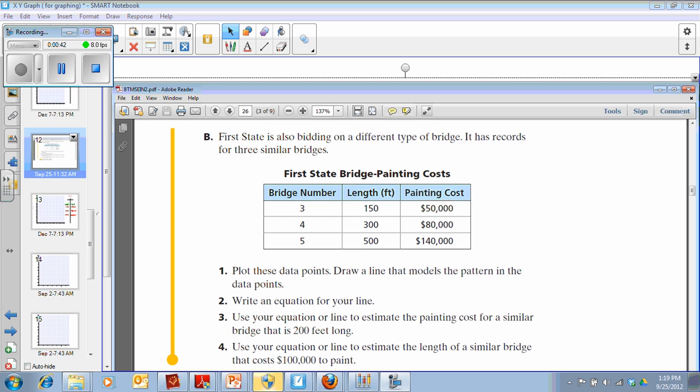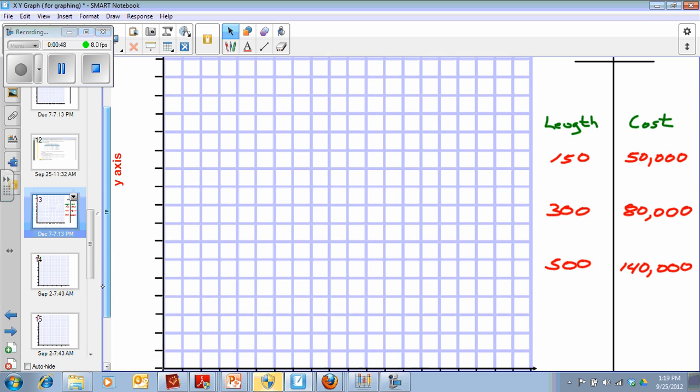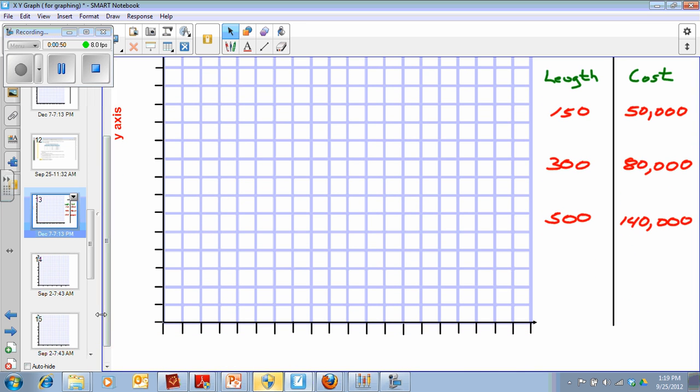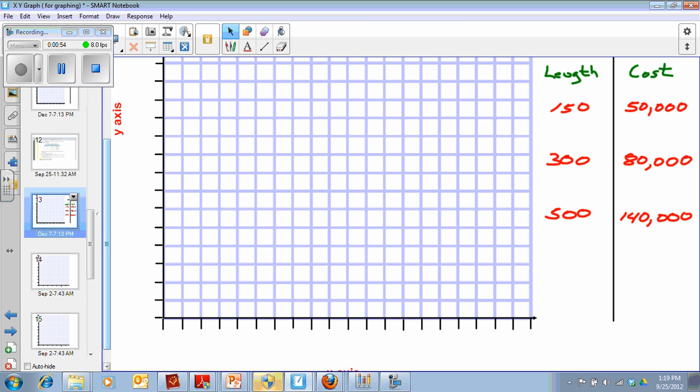So I've taken that data out of the table and transferred it over to my graph. In the data table, I have the length of the bridges and, of course, the cost. I'm going to label my x and y axes. Remember, my x-axis is going to have the length, and my y-axis is going to have the cost.